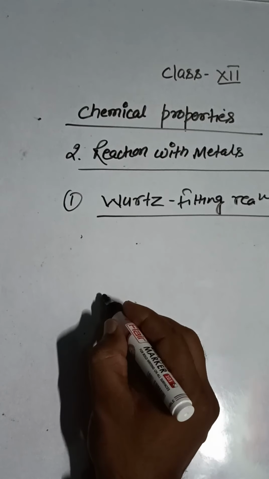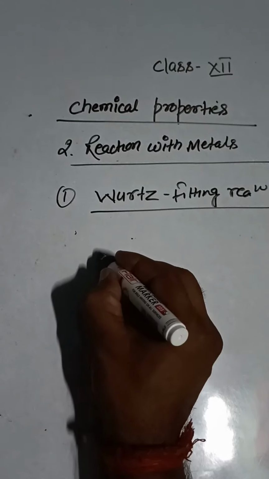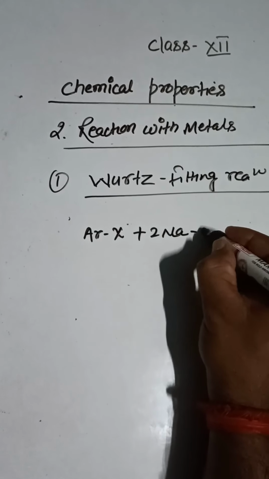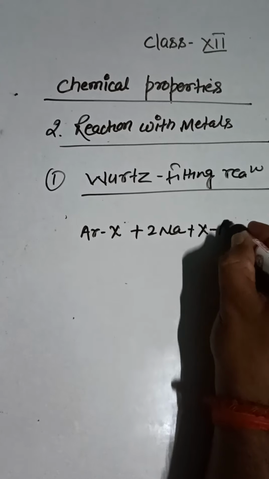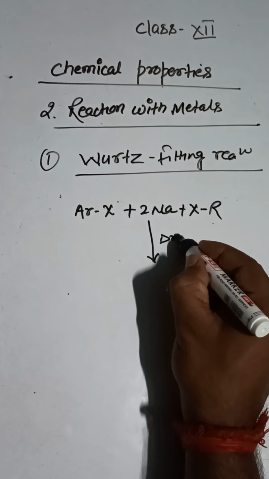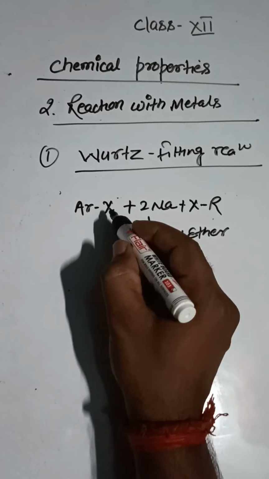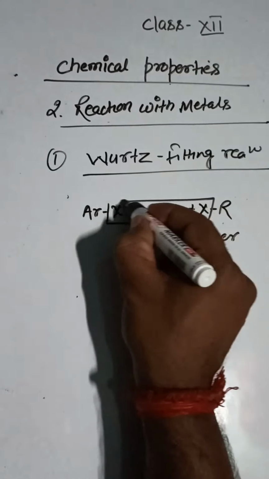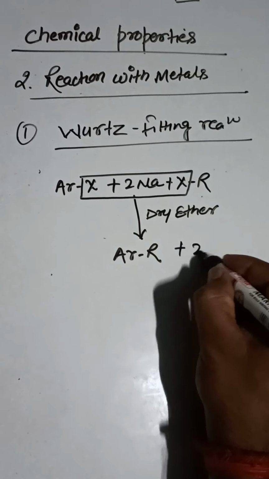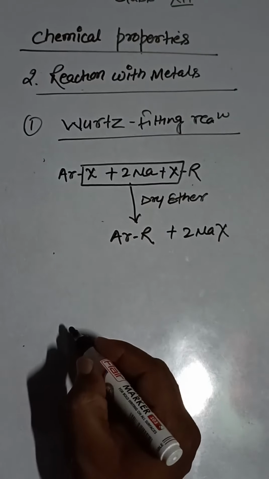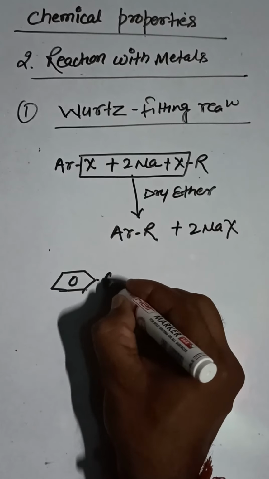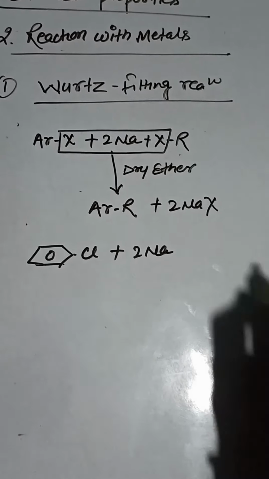What about in this case? According to the Wurtz-Fittig reaction, when aryl halide and also alkyl halide are treated with sodium metal in the presence of dry ether, then the halogen atom is abstracted by sodium to give Ar-R and 2NaX is removed.